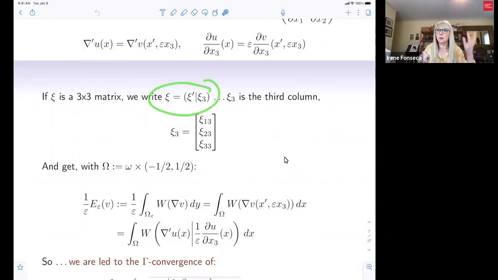I write a 3 by 3 matrix with a C prime, so 2 columns, and the last one C3, which plays a different role, right? Because of this 1 over epsilon. So I singled that out with that bar. That's the third component, okay?